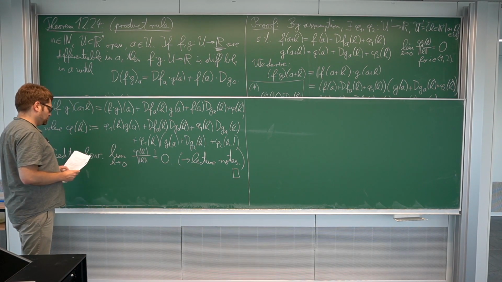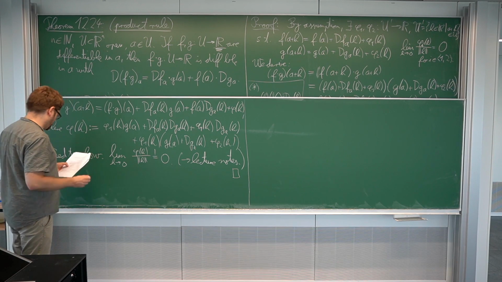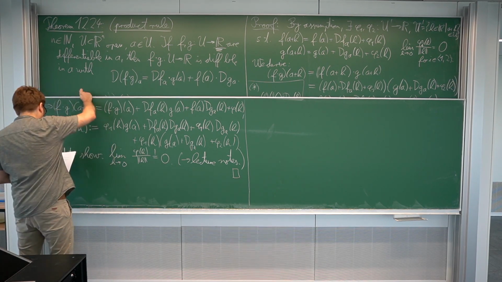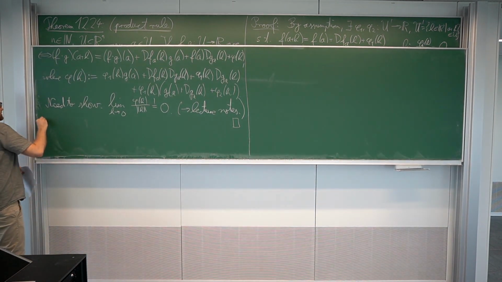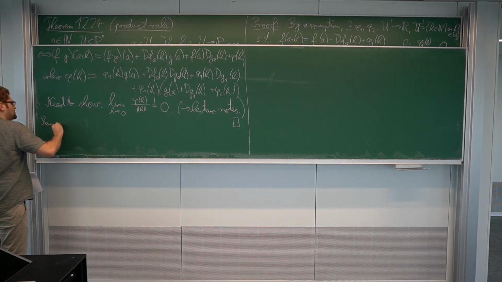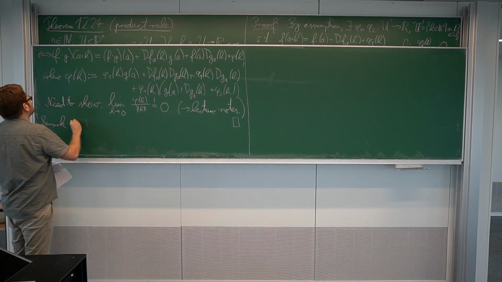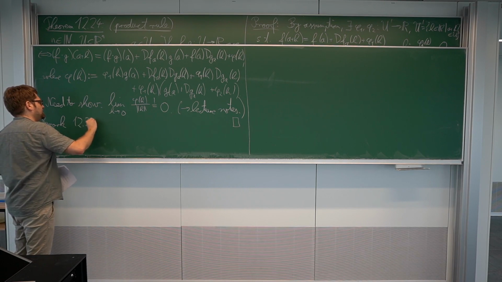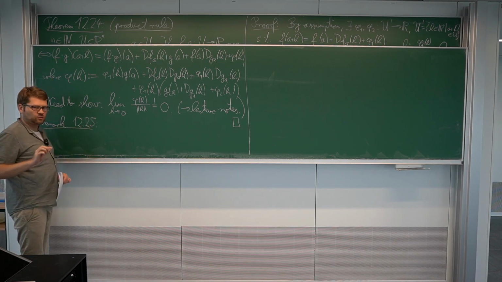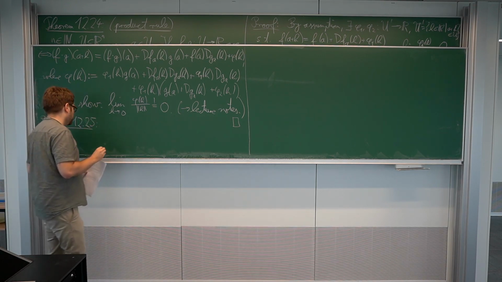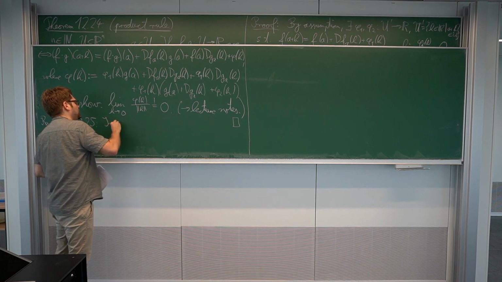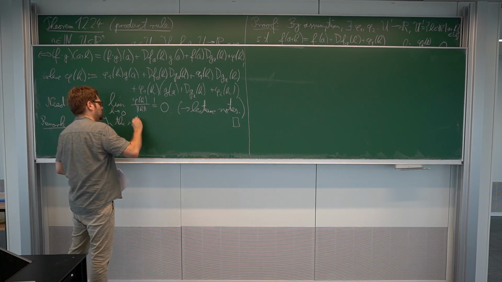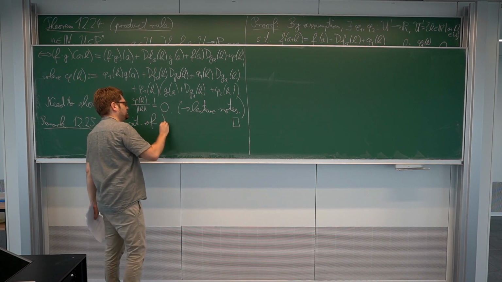So this was the product rule, and let's maybe do an example of this. First, one remark. We have seen that the differential has this property, and this already gives us also a nice formula for the partial derivatives in this setting. So in the situation of that theorem, everything's defined as above.